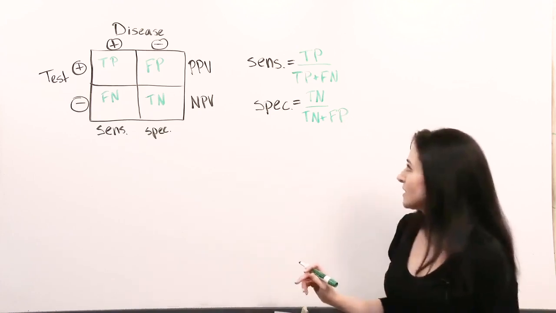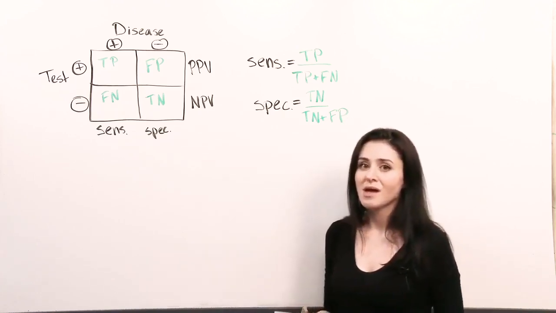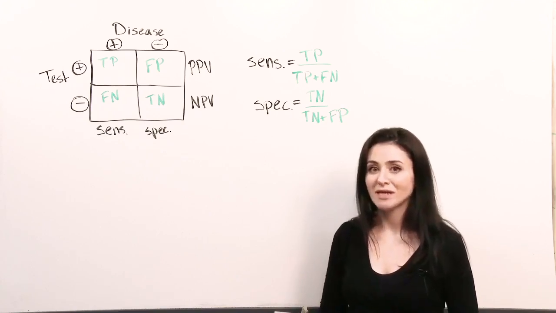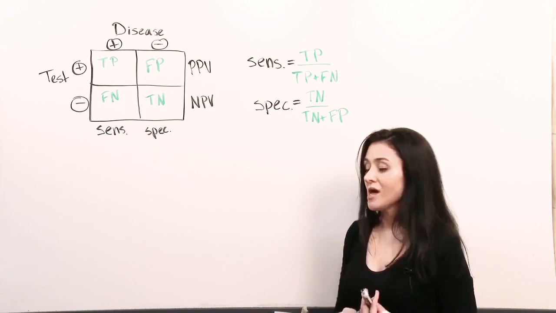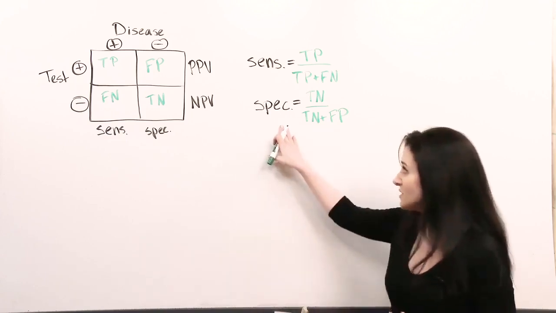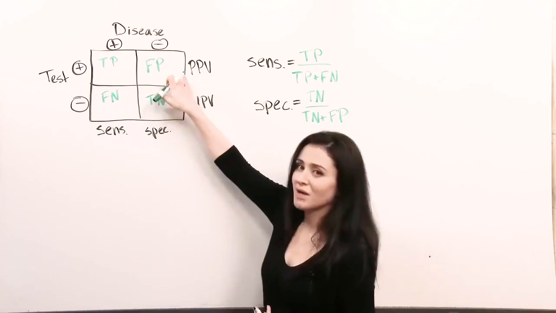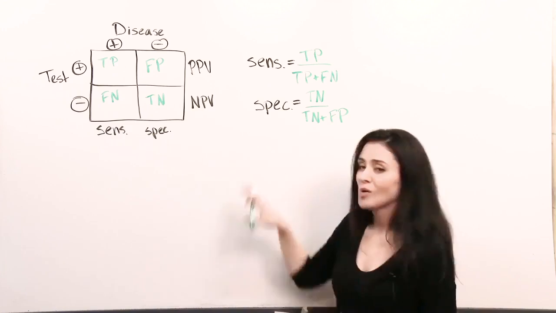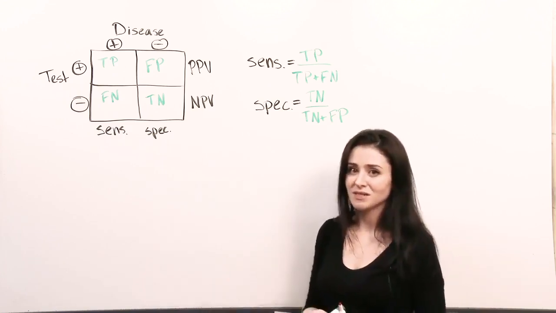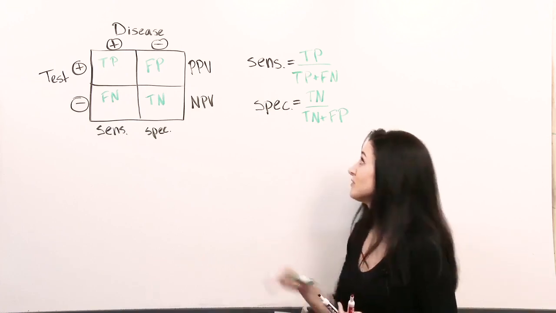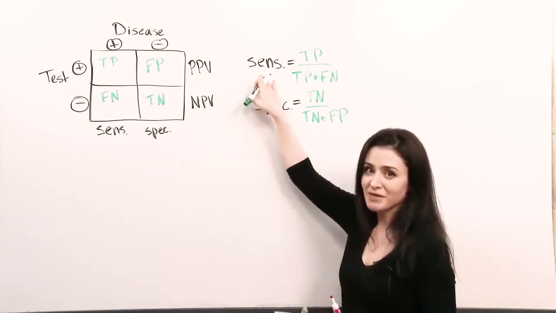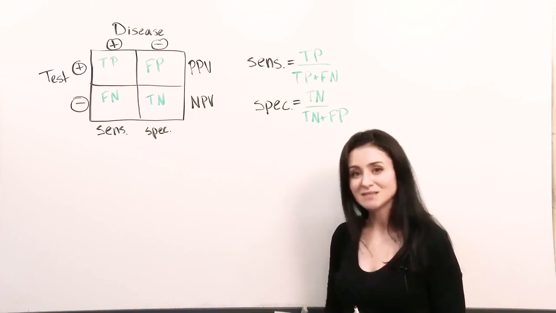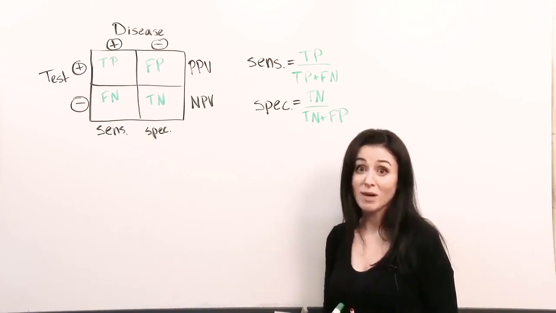Specific tests frequently get used to confirm a diagnosis after you have a positive screening test. And this is because specific tests give very few false positives. And in fact, a test that is perfectly specific will never give a false positive. So if a good example of a sensitive test is Pap smear, then a good example of a specific test would be colposcopy.